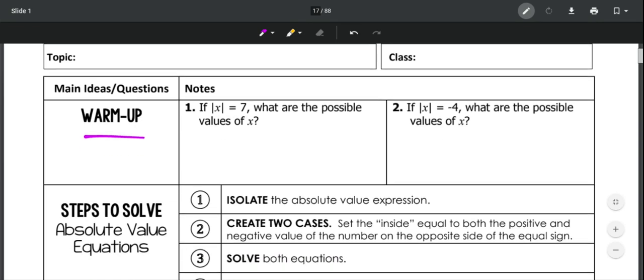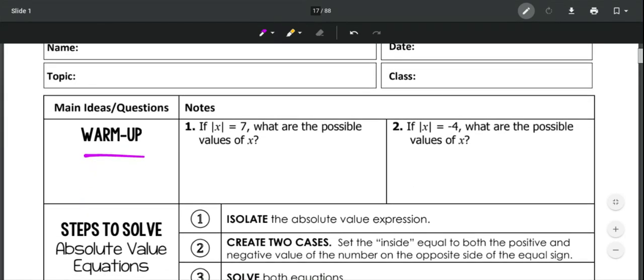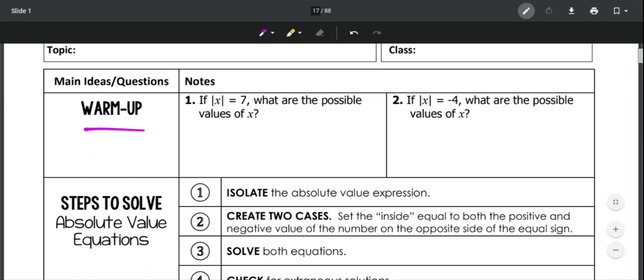So, in an absolute value, here's basically what it means. It means how far from 0 on the number line is the number inside of the absolute value sign. That number is always going to be positive once it comes out of the absolute value sign, but it can be positive or negative once it's inside. So x can equal -7 or 7 when it's inside of the absolute value sign.